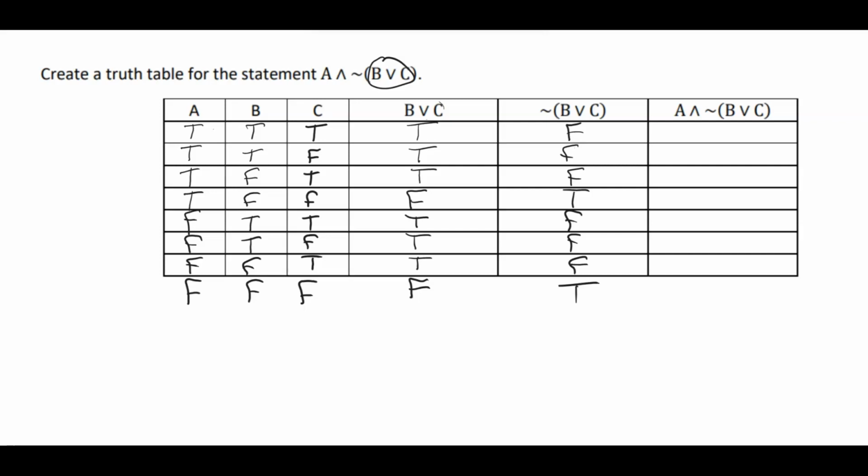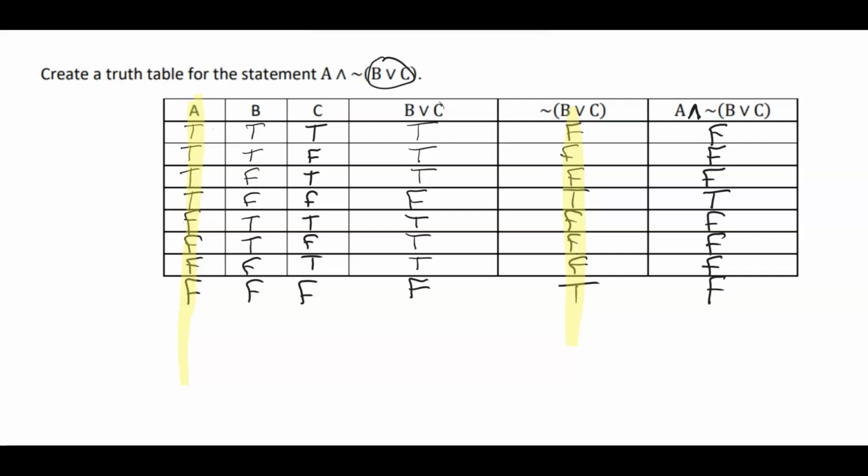Okay, nice. Next up, we're doing A and not B or C. With the and symbol, if there's a false, the answer is false. So in our first one, T and F, oh, there's an F, false. The next one, T and F, there's an F, false. The next one, T and F, there's an F, false. The next one, T and T, there's no F, that's true. Next one, there's an F, there's an F, there's an F, and finally in the last one, there's an F.